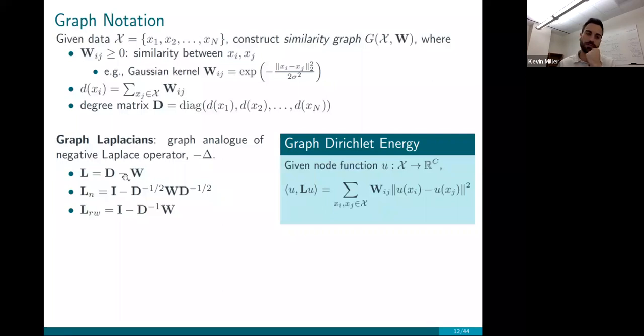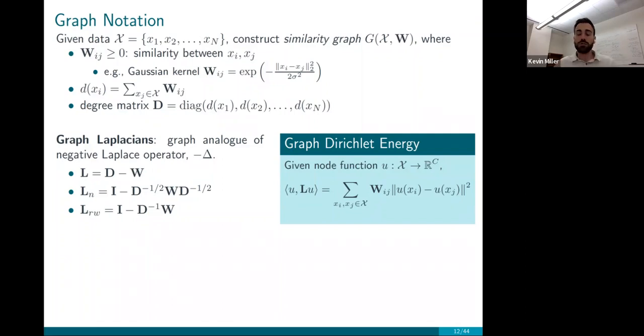This is specifically what I'm writing here for the combinatorial graph Laplacian matrix. This quadratic form of the graph Dirichlet energy term really highlights what's happening as we try to minimize it over node functions. You can see here, as a sum over all pairwise interactions, the edge weight w_ij multiplied by the difference between the node function at x_i versus x_j.